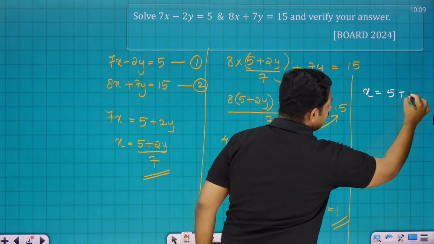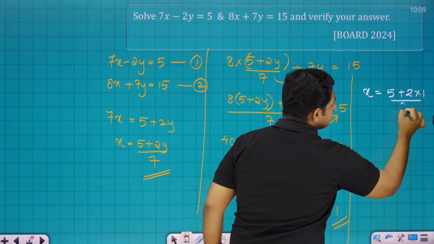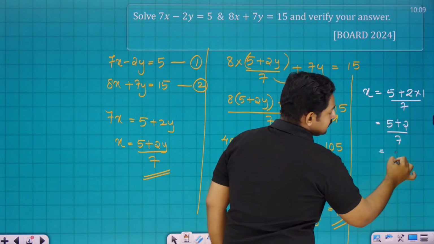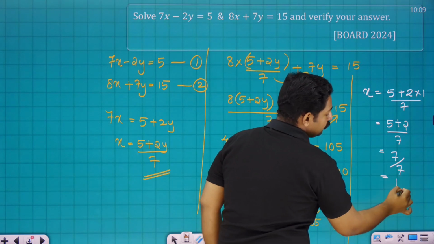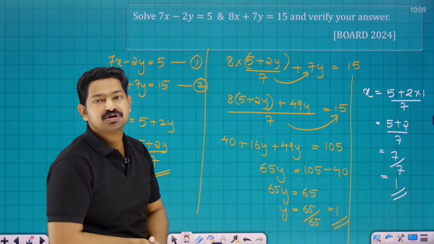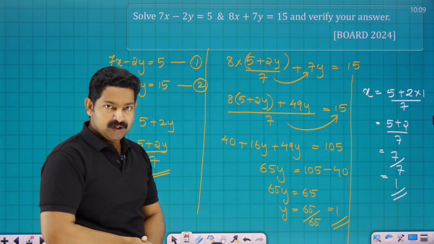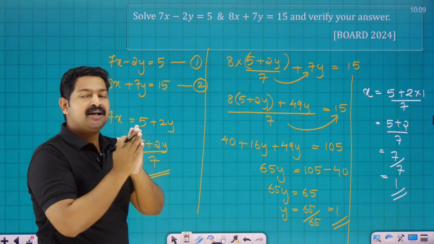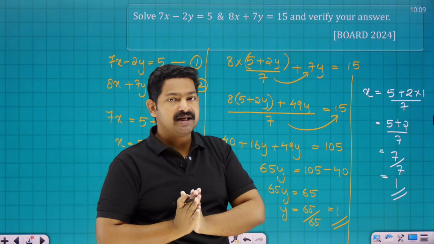So 2 into 1 by 7, which is equal to 5 plus 2 by 7. You will be getting 7 by 7, which is equal to 1. So we got the value of x also. The value of x is 1 and also the value of y is 1. Okay, so the solving process, the solution we already found out. We got the value of x and y. We got the value of the variables, right?